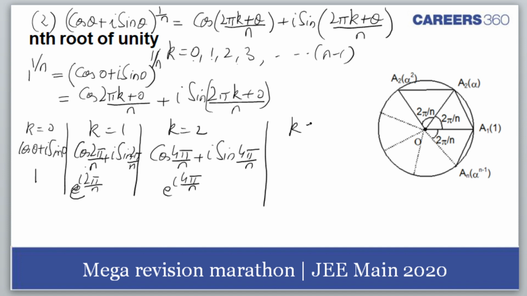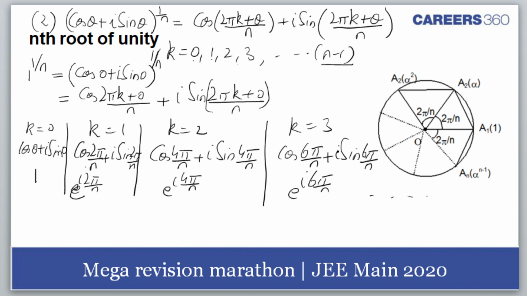Okay, k is equal to 3. So I'll have cos 6 pi by n plus iota sine 6 pi by n. That is E iota 6 pi by n. I hope you understand. This way I'll keep on going till k is equal to n minus 1.